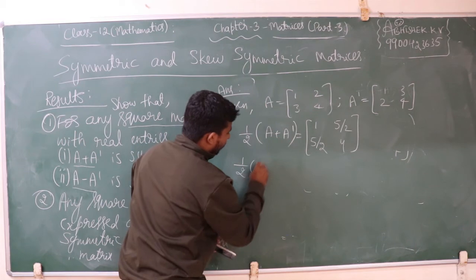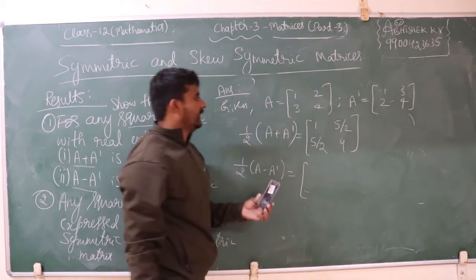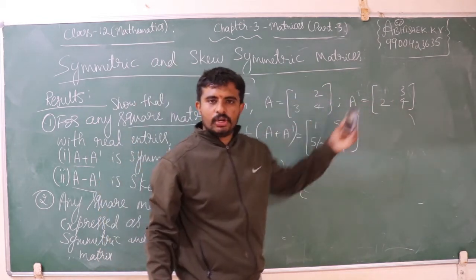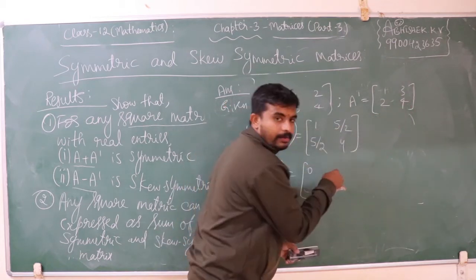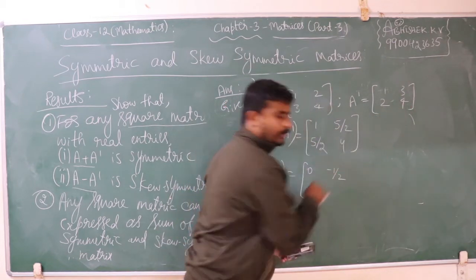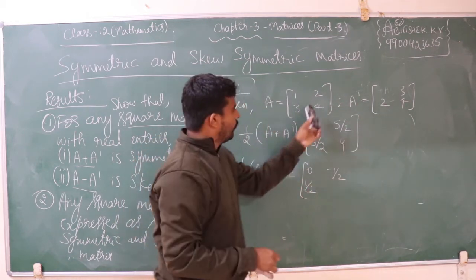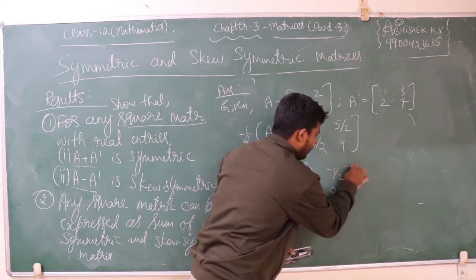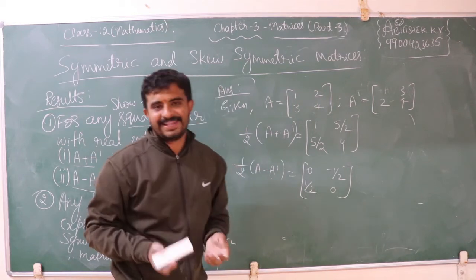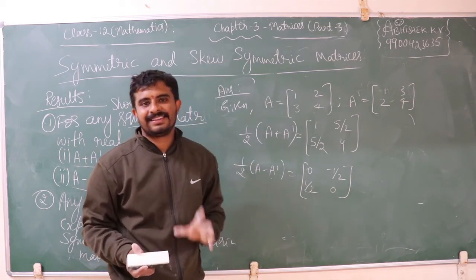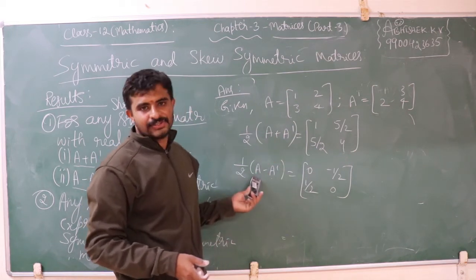Similarly, half of A minus A transpose: 1 minus 1, 0. 0 by 2, 0. 2 minus 3, minus 1, into 1 by 2, minus 1 by 2. 3 minus 2 is plus 1, into 1 by 2, 1 by 2. 4 minus 4, 0. I already told you, if the diagonal elements are 0, then that is a skew symmetric matrix. That is the hint, please remember. Is it clear? Therefore, this is symmetric, this is skew symmetric.